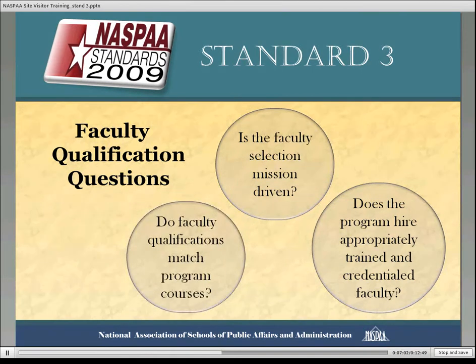And do faculty qualifications match the program courses? In other words, are those who train in particular areas of study or those who are professionally qualified in particular areas, are they actually the ones that are teaching the courses in those areas?